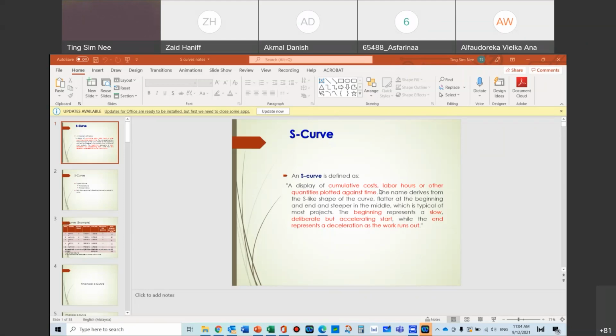So we call it S curve, but it is not really an S at the end of the day. It will always be a slow, deliberate beginning, going up in the middle, accelerating, and then slowing down, decelerating at the end. So that one is always like a little snake coming down like that. So we call it an S curve.